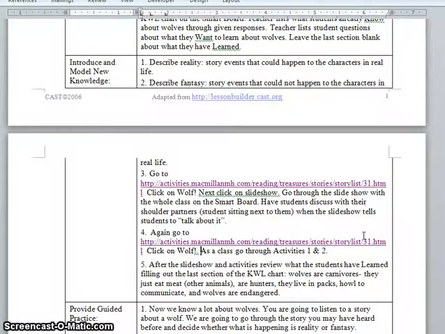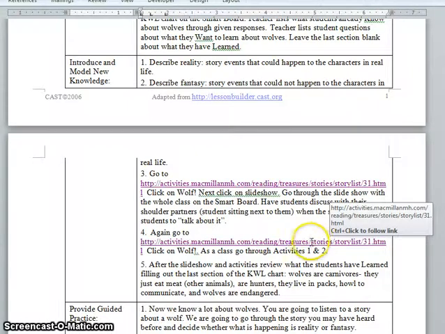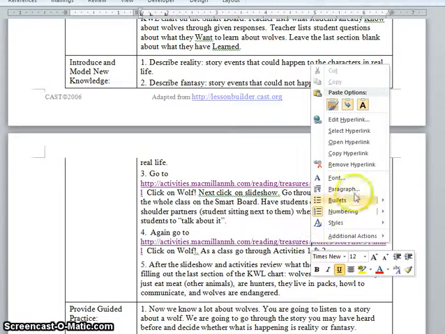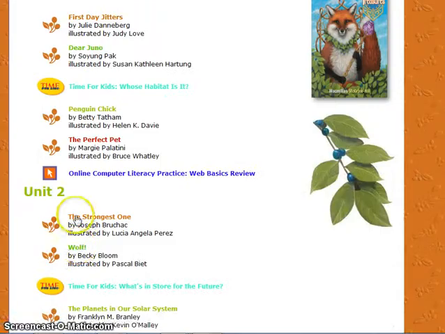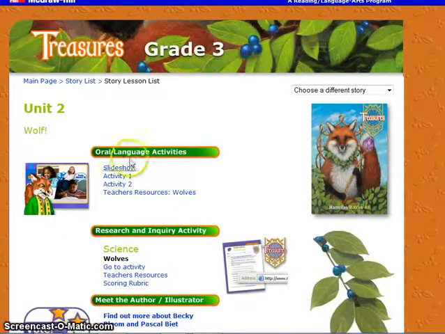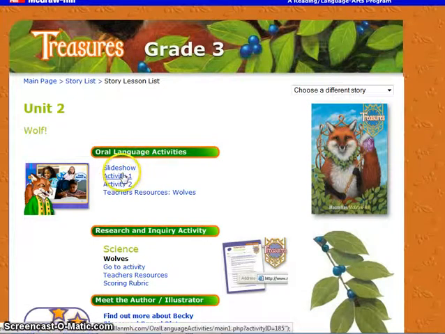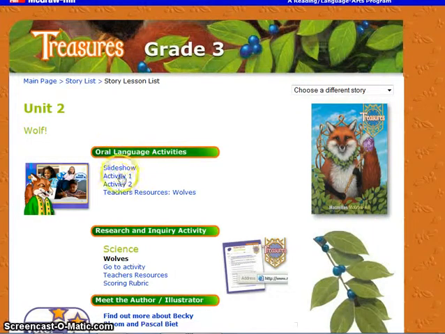After you are done with the slideshow, you're going to do some practice activities with the students. Again, you're going to click on this hyperlink. It'll take you to the same previous page we did before. You can do it by either right-clicking and going to open hyperlink or copying and pasting it into your browser. Again, you click on Wolf, and then you're going to go to the language activities, activity 1 and 2. You're going to do these with your students. I'm going to take you to activity 2.